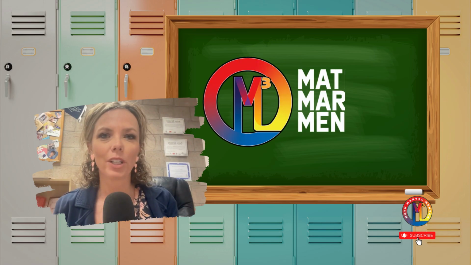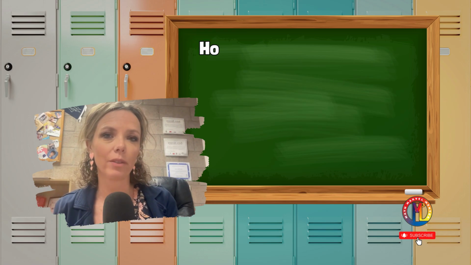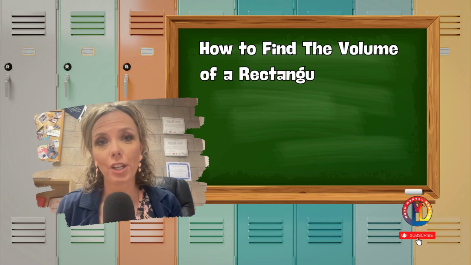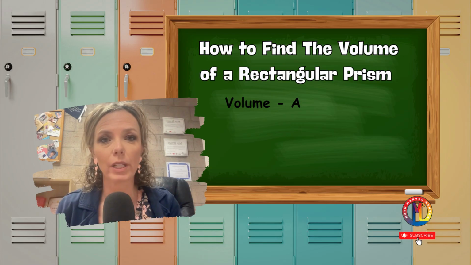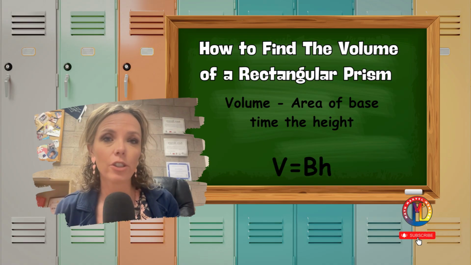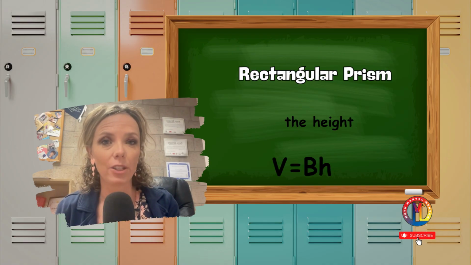In today's lesson, we're going to be learning how to find the volume of a rectangular prism. Now remember, to find the volume of a three-dimensional shape, we are going to take the area of the base and multiply it by the height. So first we want to identify what shape our base is.